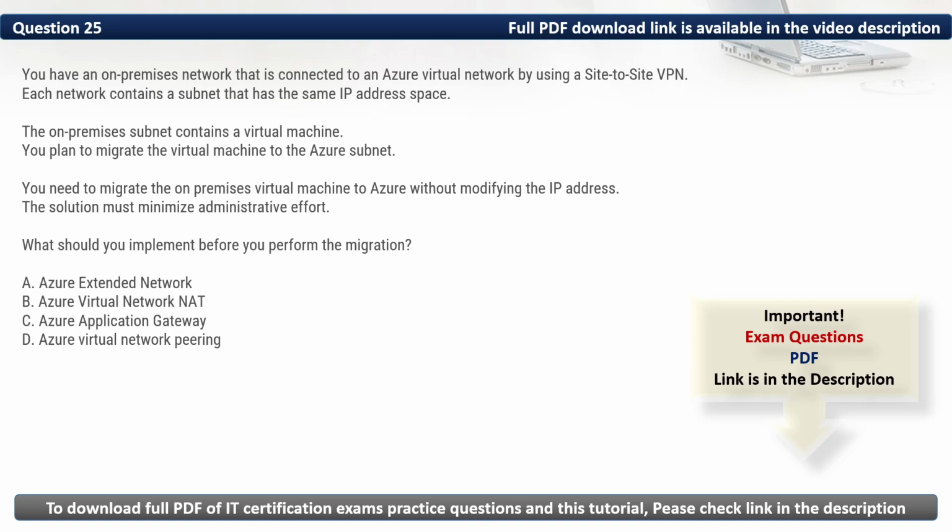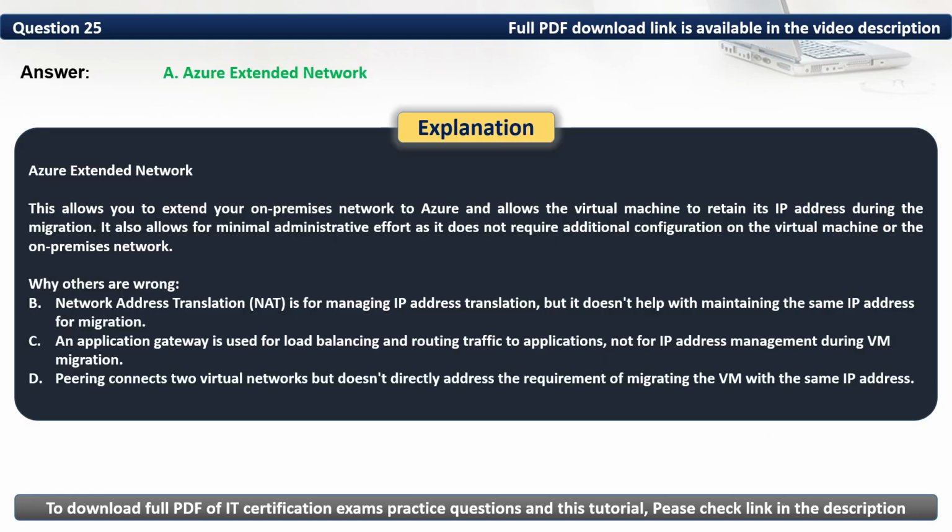As such, we should implement Azure Extended Network before performing the migration. Thus, the correct option is A. This allows you to extend your on-premises network to Azure and allows the virtual machine to retain its IP address during the migration. It also allows for minimal administrative effort as it does not require additional configuration on the virtual machine or the on-premises network.